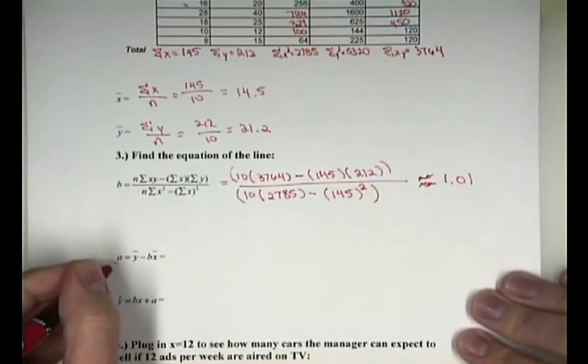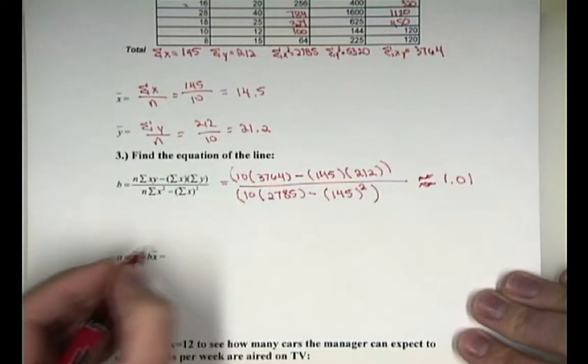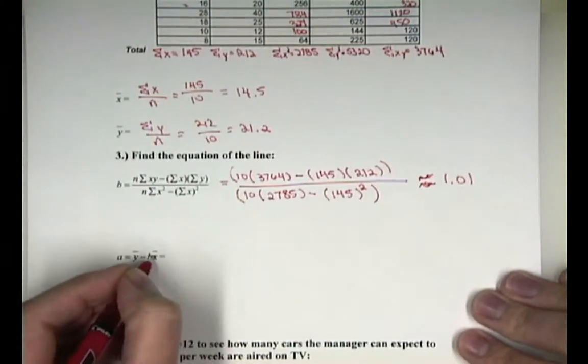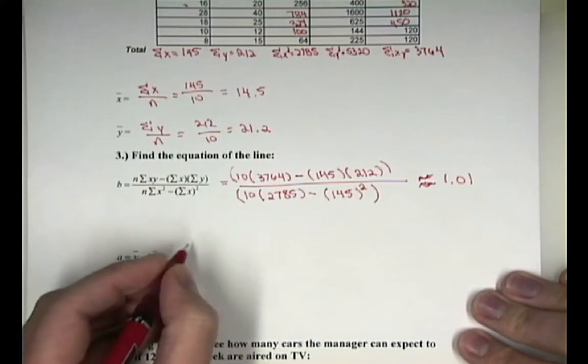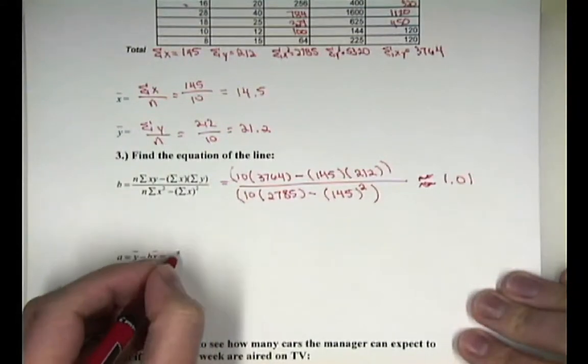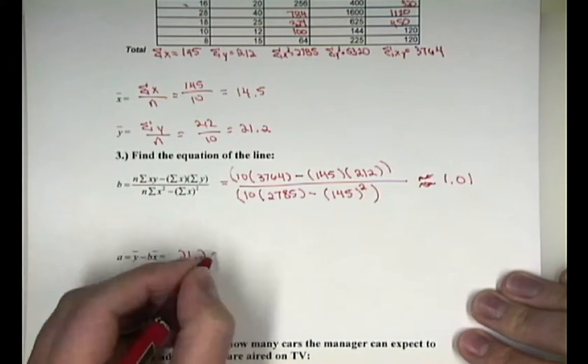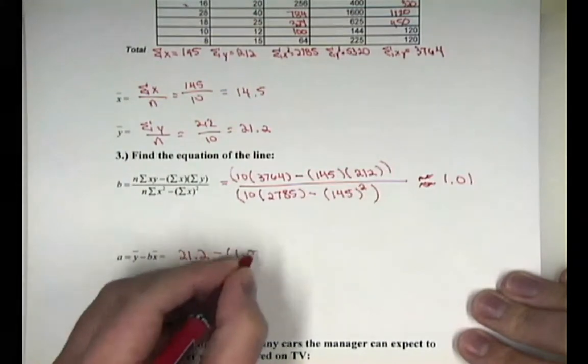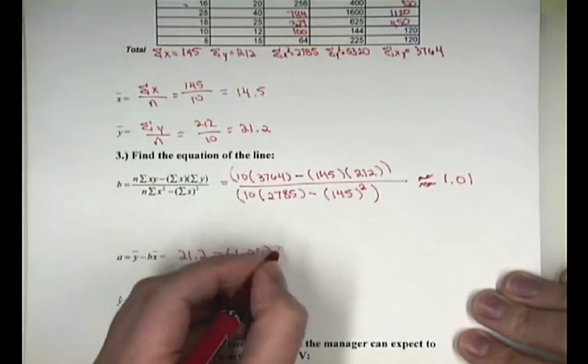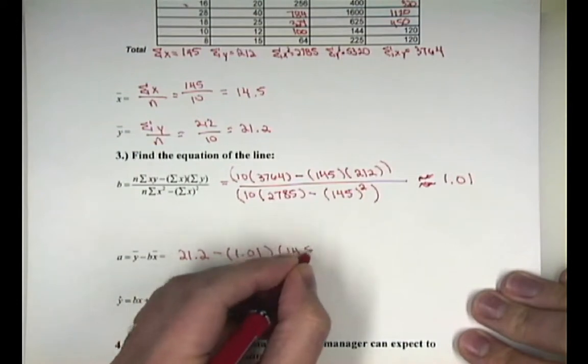For the a part of the equation, its formula is y bar minus b times x bar. You must have b calculated before you can get the a part. Y bar we calculated above to be 21.2 minus b, 1.01, times x bar, 14.5.